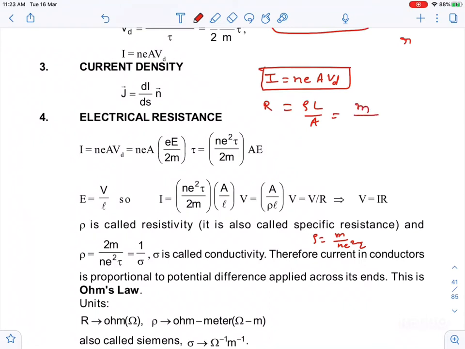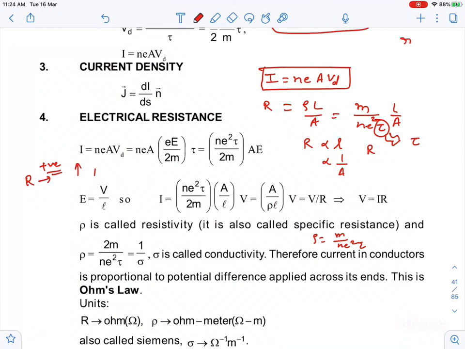Now the second formula: R is equal to rho L by A, where rho can be written as M by N e square tau, times L by A. So why have I discussed all these things? Resistance depends upon length. Resistance is inversely proportional to the area of cross section. Resistance also depends upon temperature, because this relaxation time tau is a function of temperature, and you have to keep that in mind.